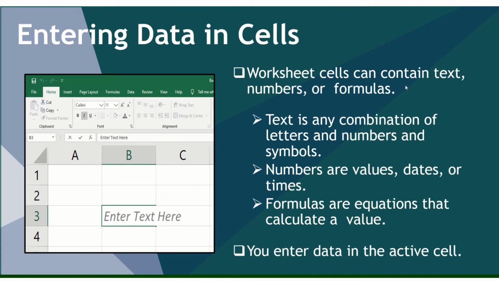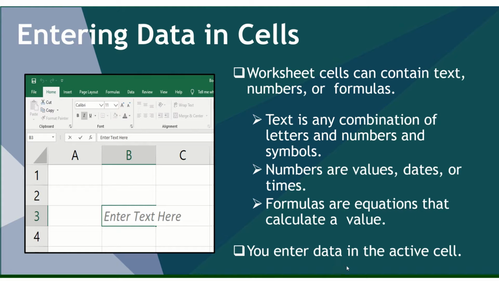So worksheet cells can contain text, numbers, or formulas. When we say text, it is any combination of letters and numbers and symbols. Maybe it is alphanumeric, wherein it involves numbers and letters and some symbols like at or hashtag, or it can be just letters only. Numbers are values, dates, or times, while formulas are equations that calculate a value.